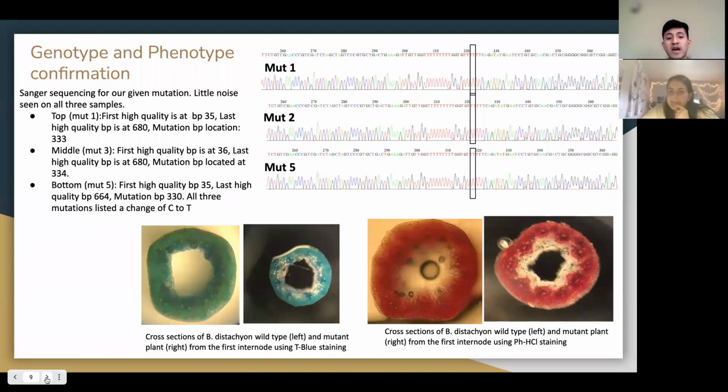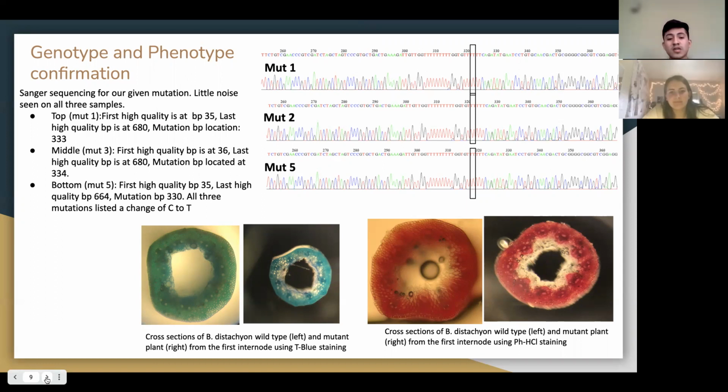After that, we extracted our DNA samples from the gel and then sent them off for Sanger sequencing. As you can see here, all 3 of our samples had little noise when looking at the results, and all our mutants were homogeneous, so we were able to locate our mutation.